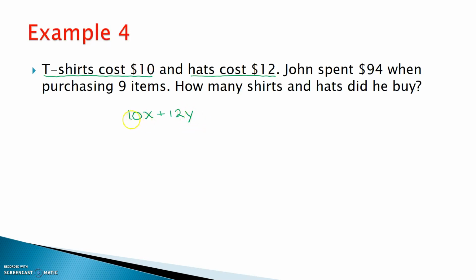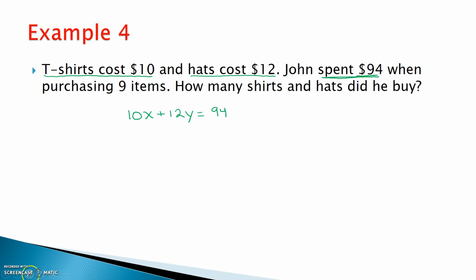Well, I know that if I'm purchasing here, okay, t-shirts and hats, well, we know here that John spent a total of $94. That's how much money he spent. So this should equal 94. Now the issue is, hey, I need 2 equations. I need a system. Where the heck is the other equation coming from? How do I write that one?